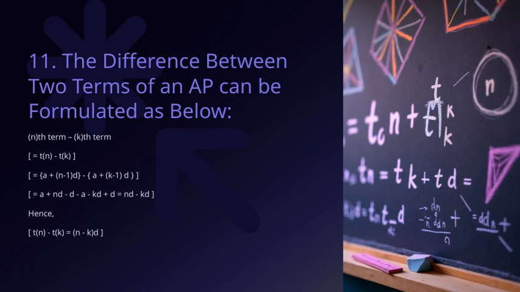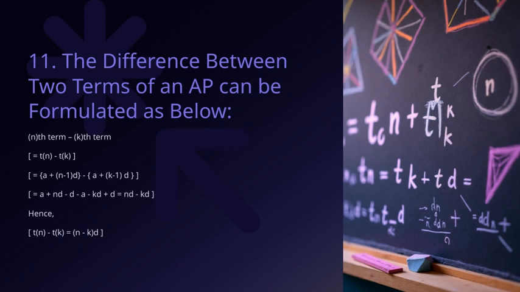Another way to look at this is to think of the difference as the difference between two specific terms in the sequence: a plus n minus 1 times d, minus a plus k minus 1 times d. When we subtract these, the a's cancel out, leaving us with n minus 1 times d minus k minus 1 times d, which simplifies to the same n minus k times d. So, in essence, the difference between any two terms in an AP is just the difference in their positions, n and k, multiplied by the common difference d.